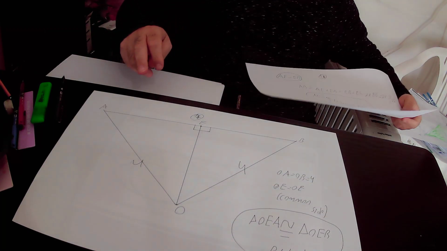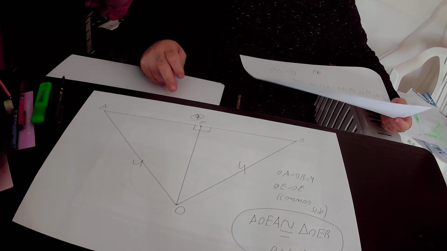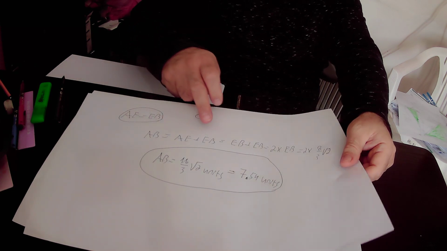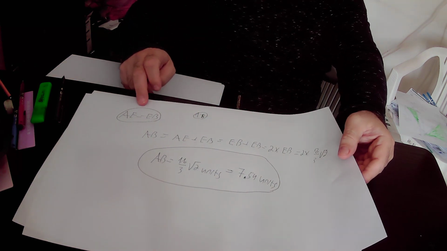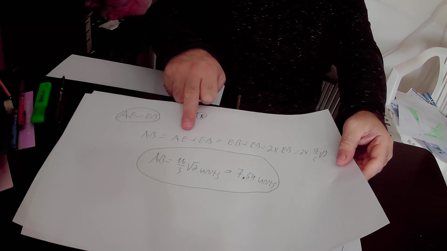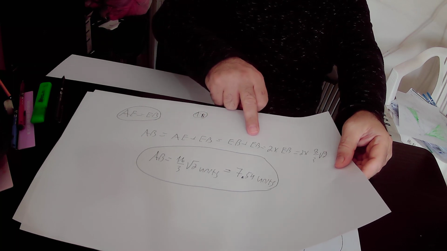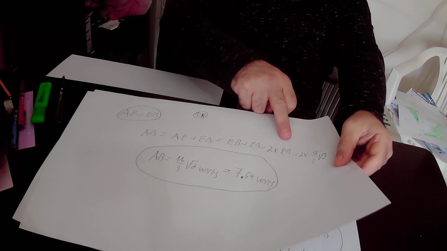And what is the value of AB? AB equals AE plus EB. But we have already found out that AE equals EB, so we can substitute AE in this equality by EB, and we got that AB equals EB plus EB. That is to say, AB equals 2 times EB.